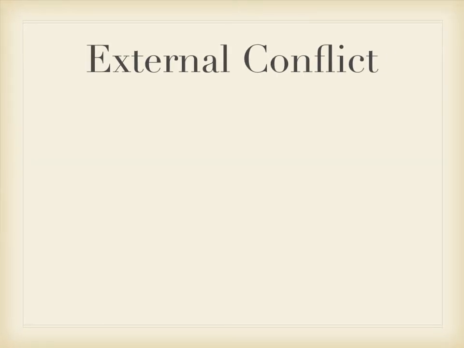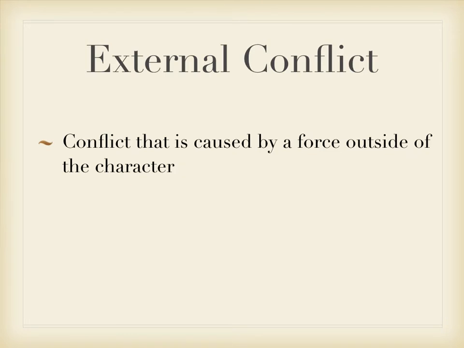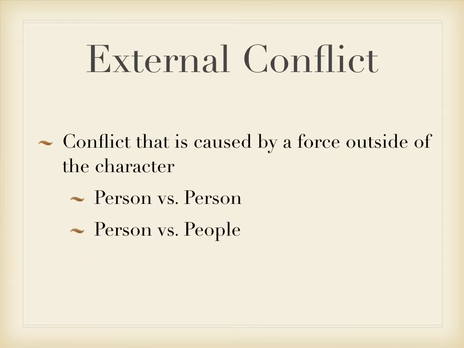The first category is external conflict. External conflict is conflict that is caused by a force outside of the character. So that can be a person versus another person. It can be a person versus a group of people. It could be a person versus nature. And like I said, it could be person versus setting. That would be the person versus nature.